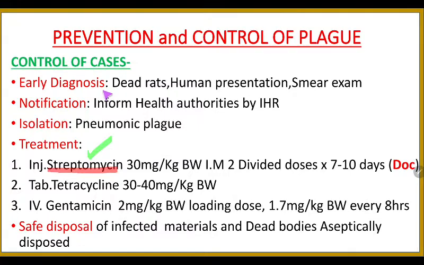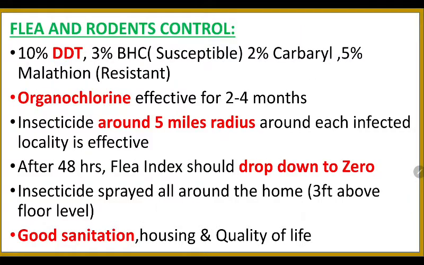In early diagnosis, we can clinch it either from a group of dead rats, or the human will be presenting with typical features of bubonic plague, which is more common, or we can get it from smear examination. For flea control and rodent control, DDT or organochloride is effective.